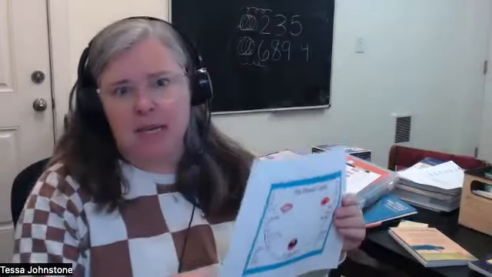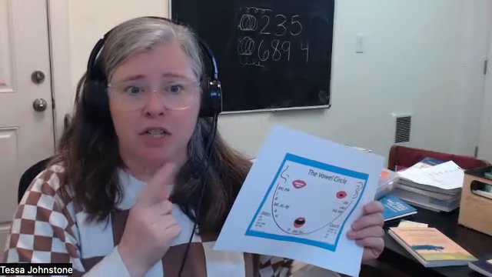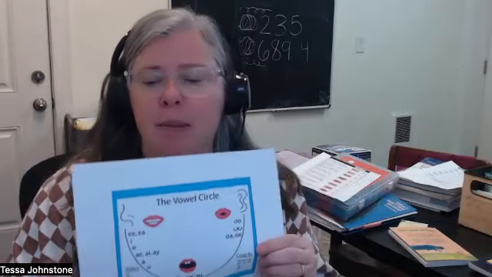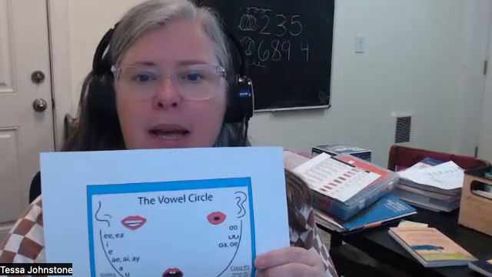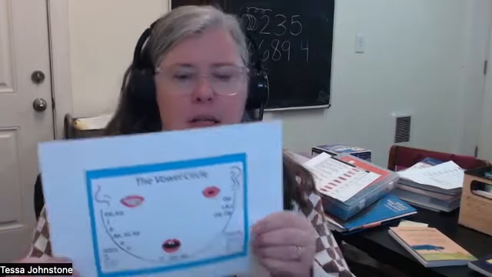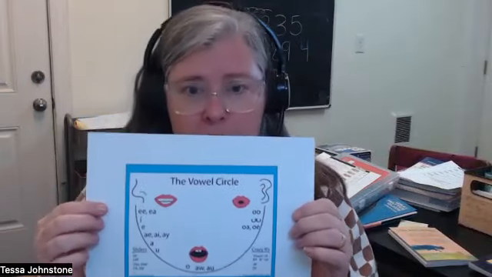I recommend using a mirror or something like a Zoom meeting where they can watch their mouth as they say the vowel sounds. So I'm just going to go around really quick and show you an example of what this sounds like when you go over this chart with your child.